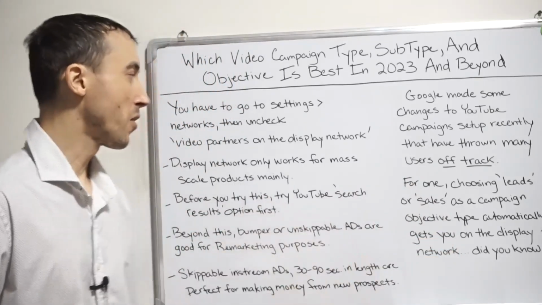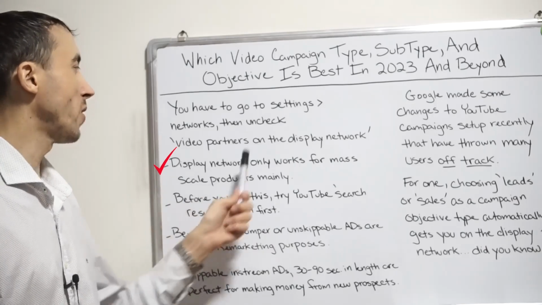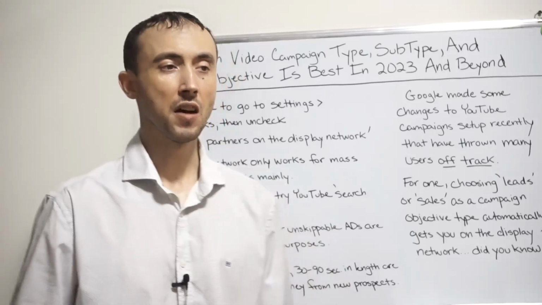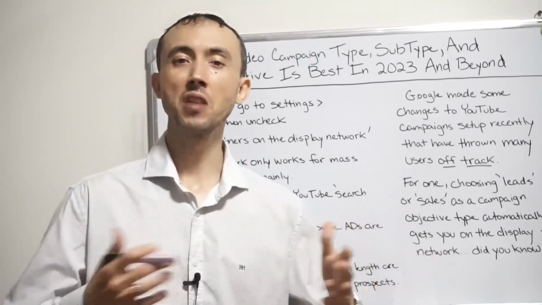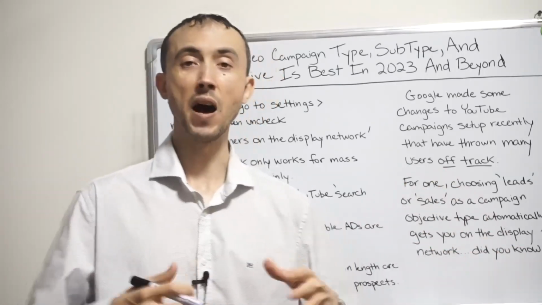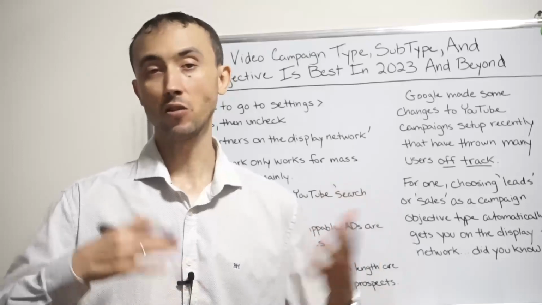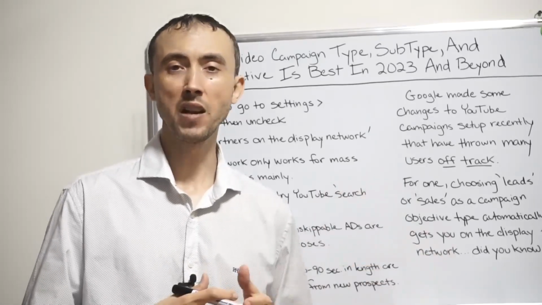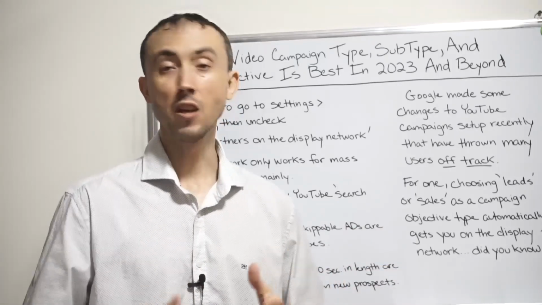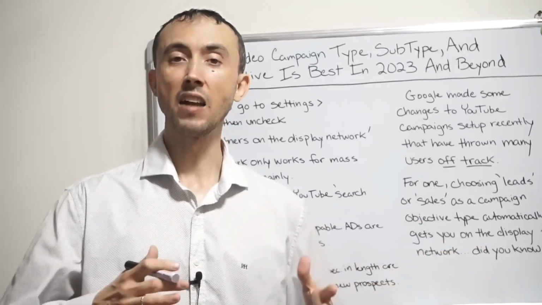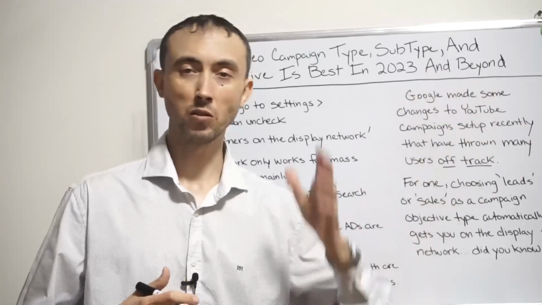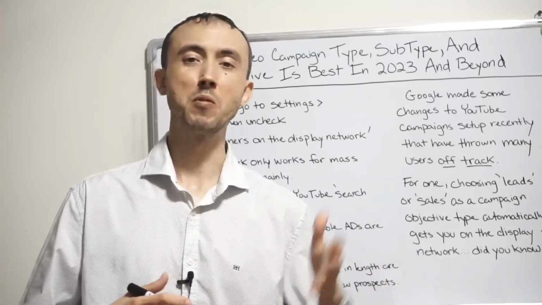Anyway, beyond that, just some other comments here. Display network only works for mass scale products mainly, or like I mentioned, remarketing. If you have something that basically 1% of the population out there could buy, whether that's product or service, you could do the display network, because chances are with Google's testing, the display network can be a good way to get an ad in front of somebody who doesn't know anything about your brand or products or services yet, and have it be relevant enough.